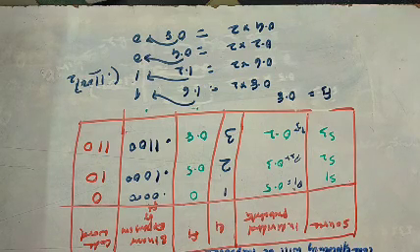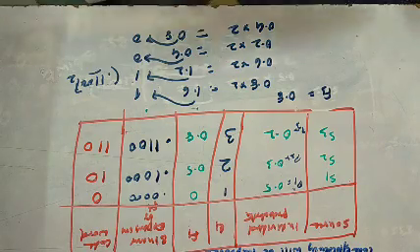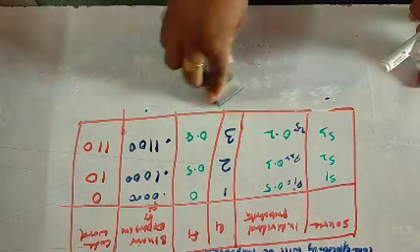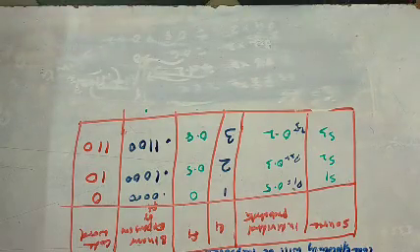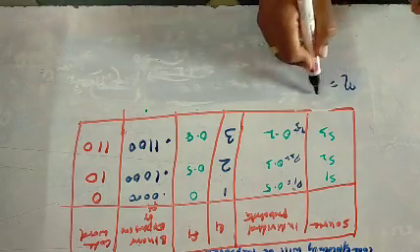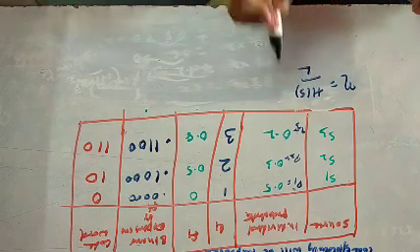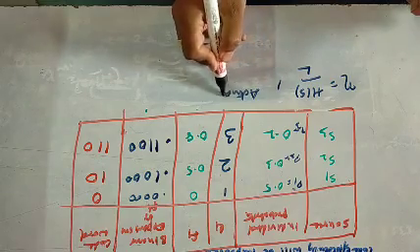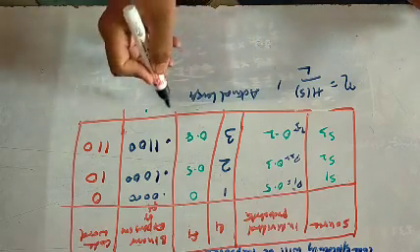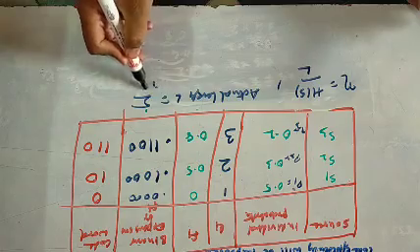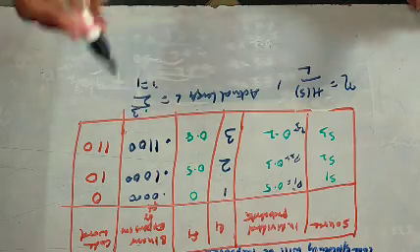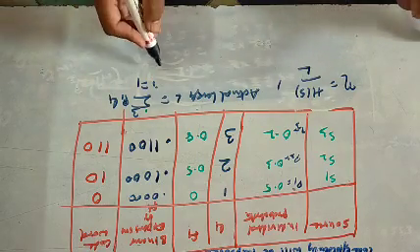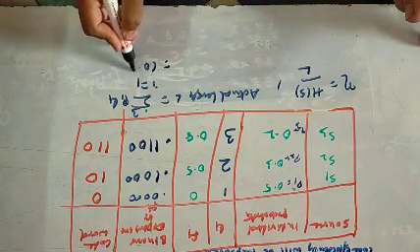This is not enough, we have to find the efficiency of the code. To find the efficiency, we know the formula: efficiency is equal to entropy divided by L. What is L? L is the actual average length. It is given by the summation of i equal to 1 to 3 of Pi into Li. What is Pi? The individual probability, that is 0.5.